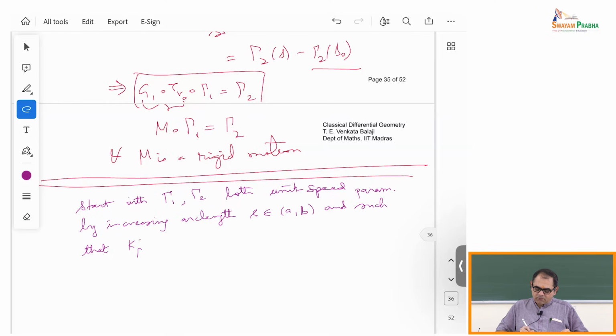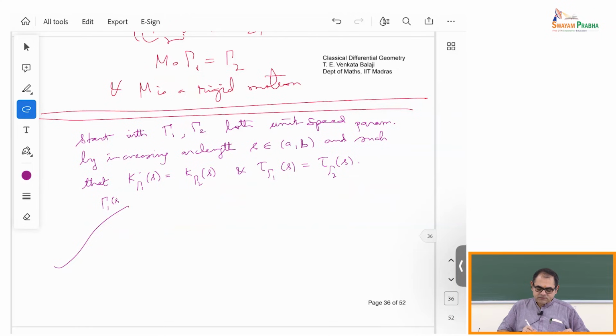So the curvature of gamma 1 at S is equal to the curvature of gamma 2 at S, and the torsion of gamma 1 at S is equal to the torsion of gamma 2 at S. So you start with this. Then the fact is that there is a rigid motion that moves gamma 1 to gamma 2. Now how did we do that?